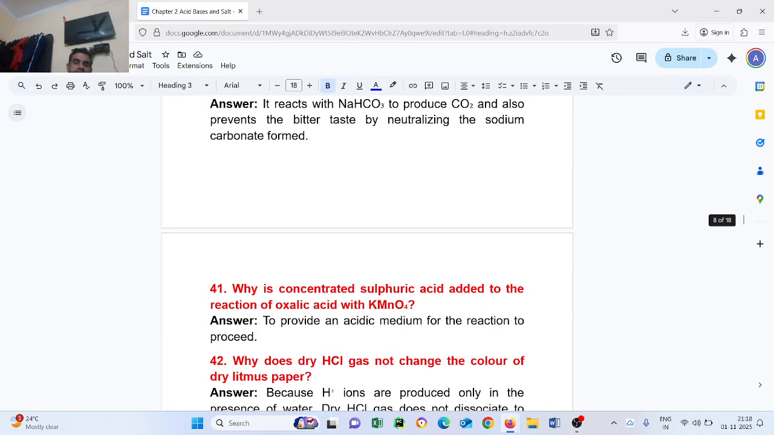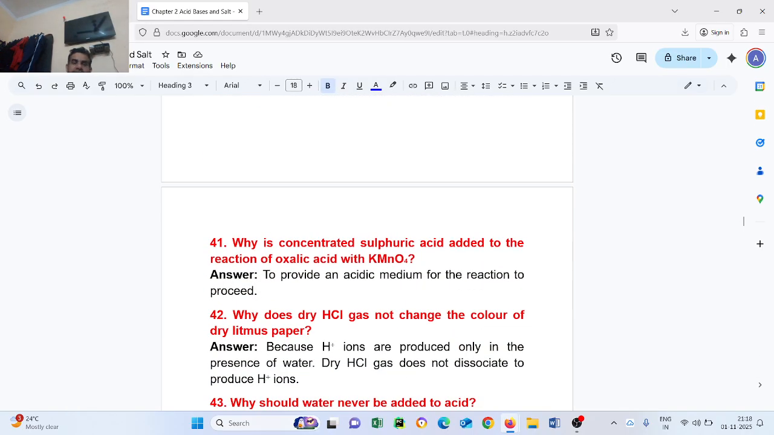Question number 41. Why is concentrated sulfuric acid added to the reaction of oxalic acid with potassium permanganate? To provide an acidic medium for the reaction to proceed.